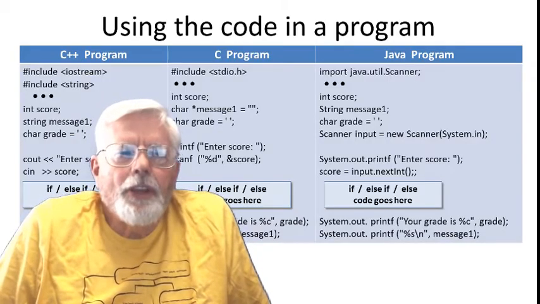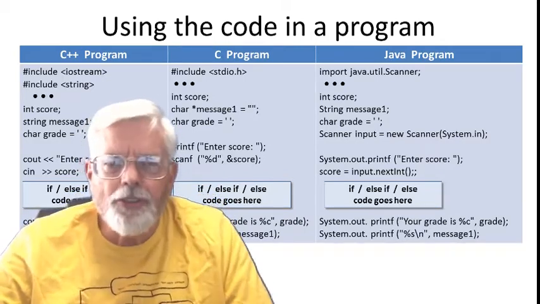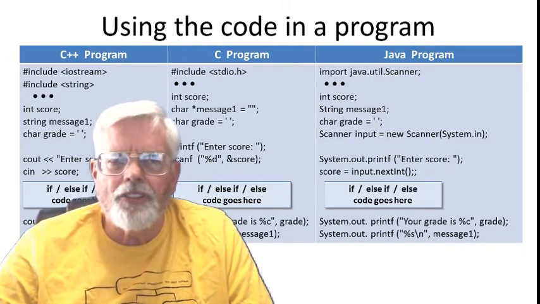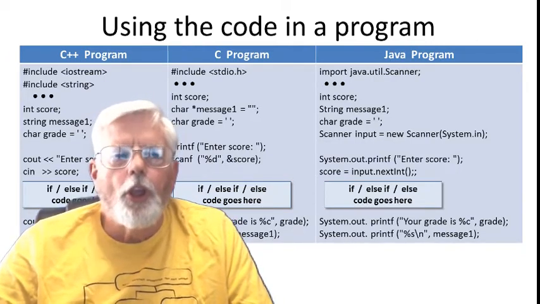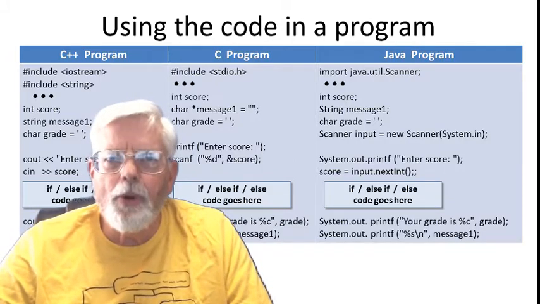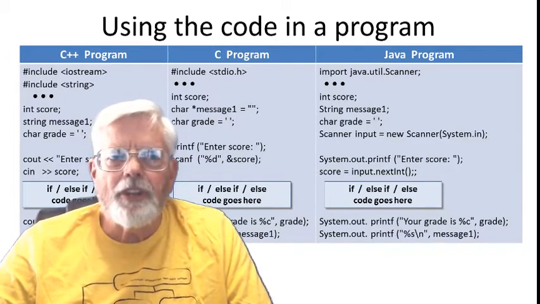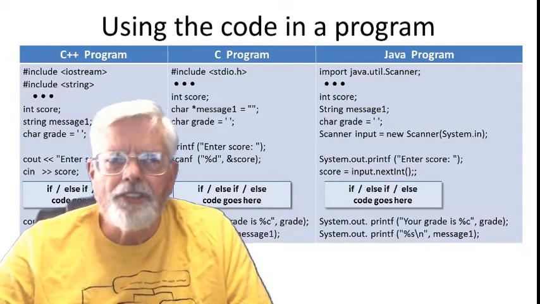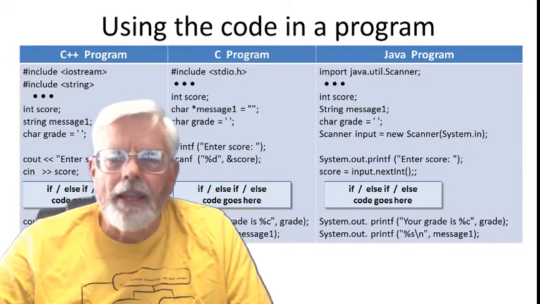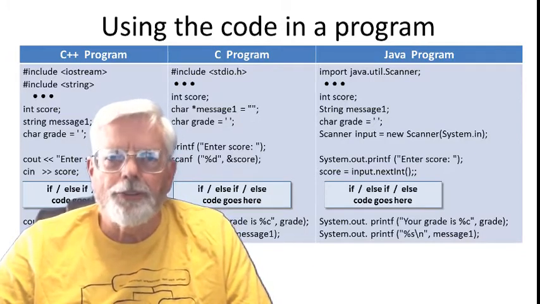In the rest of this video, all I'm going to cover is the information for the if, else, and that's the code here that's like in the box. You can take this code and stick it in a C++ program, a C program, or a Java program. The code and all of the syntax for the if, else is exactly the same for C++, C, and Java. What's different is going to be at the top, how you get the program started, and at the bottom, how you display the message.